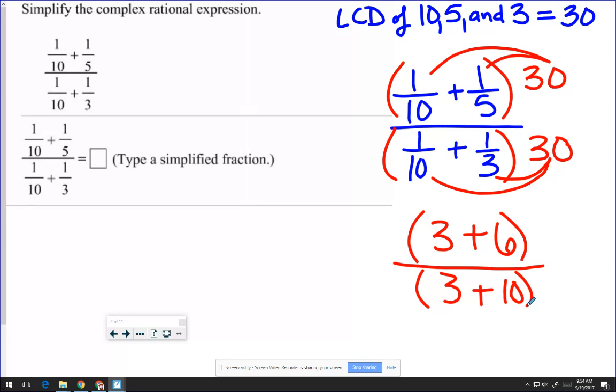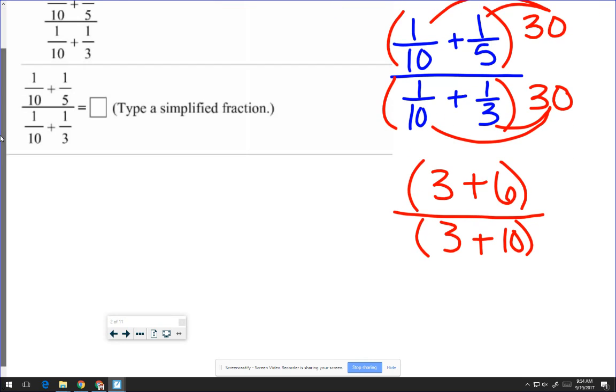Now, some of you might be thinking, don't I need to put that 30 on the bottom also? And the answer is no. It's just going to the top. Okay, this is technically 30 over 1 times 1 over 10. So it's 30 over 10. All right, 3 plus 6 is 9. 3 plus 10 is 13. And 9/13 can't be reduced. That is my answer.